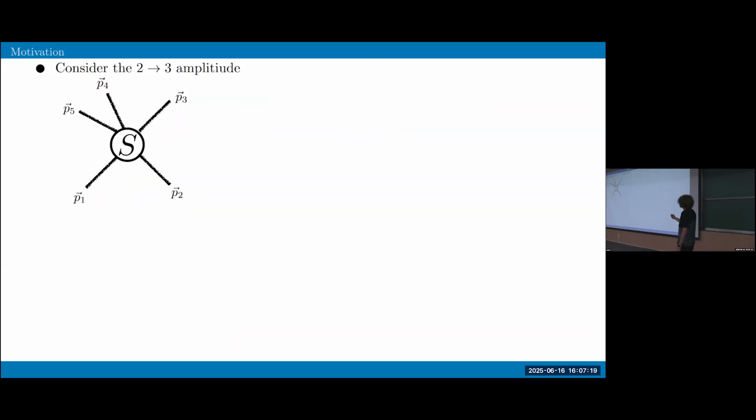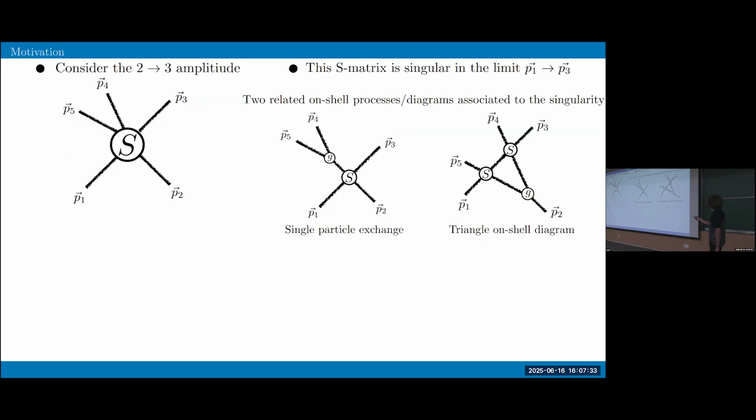So let's consider 2-to-3 amplitudes in this theory. Generically, 2-to-3 amplitudes will have singularities, and in particular, it will have singularities in the collinear limit where the incoming momenta P1 is equal to the outgoing momenta P3. The singularities come from 2 related on-shell processes or diagrams. Namely the single particle exchange and this triangular on-shell diagram where all the internal lines are on-shell.